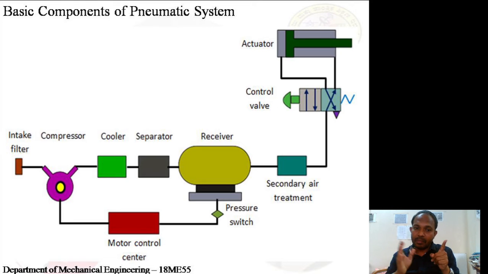Now there the pump is driven by the motor. Here also the compressor is driven by the motor. Here the receiver is an additional thing. What is the use of this receiver? The receiver receives the compressed air, and whenever there is more demand, it supplies more air to the control valve.